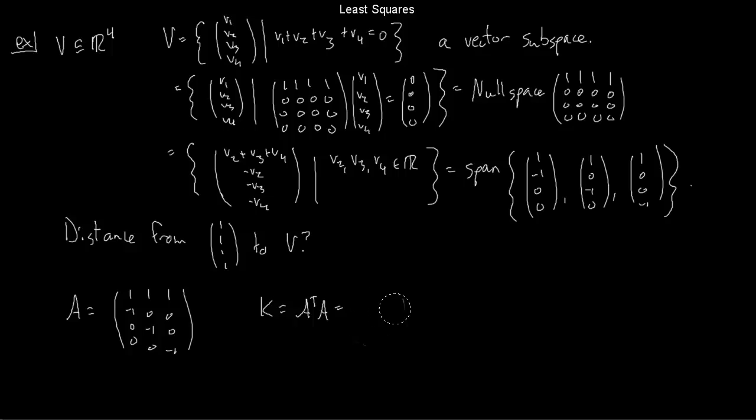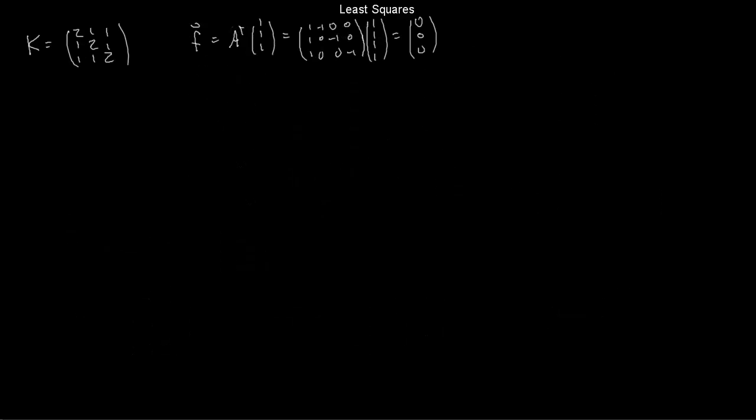is easy to calculate. Let me do it slowly. So it's got 2's down the diagonal and 1's elsewhere. Again, you should make sure that you stop the video and compute that yourself. And then F is A transpose B, and B, what do I have, 3 1's? There should be 4 1's there. So let's write all that out again. So K is this matrix. F is A transpose times, that's a typo, 1, 1, 1, 1. And I do the computation correctly here, and I get 0, 0, 0.